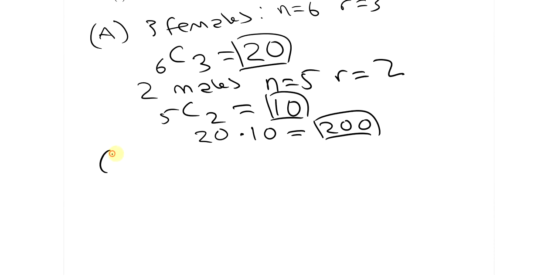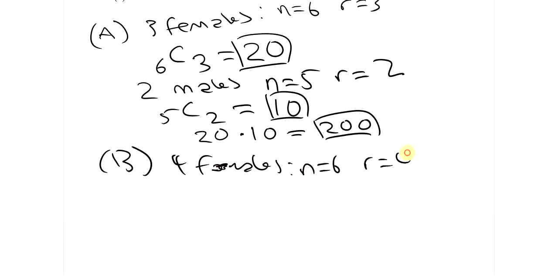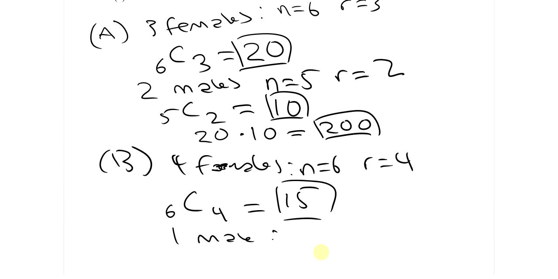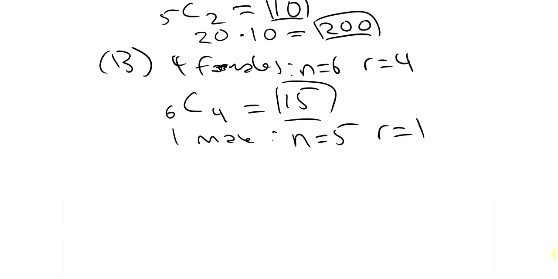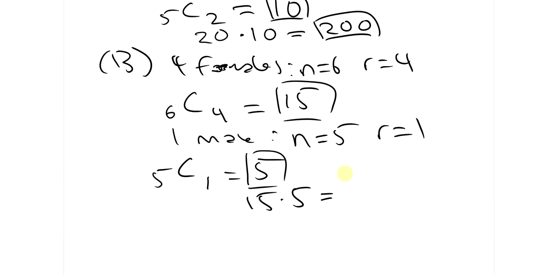For part B, 4 females, 1 male. N is 6, R is 4. So 6C4, which is 15. And then 1 male. A thing about combinations is, if we have 5 and we're choosing 1, there's only 5 ways to choose 1 person. Right? If we have 5 people, there's only 5 ways to choose 1 of them. So 5C1 is 5. So our answer for part B is 15 times 5, which comes out to be 75 by the multiplication principle.